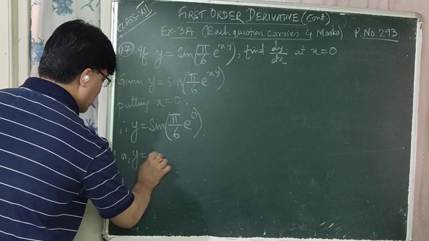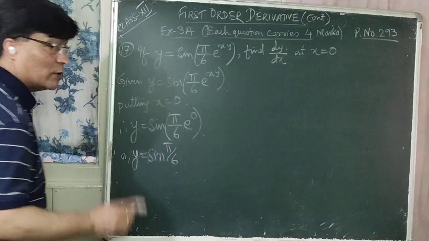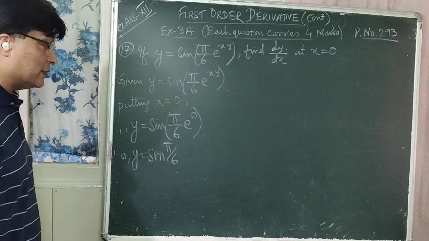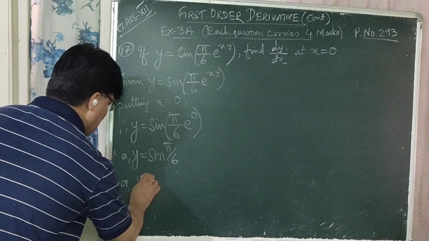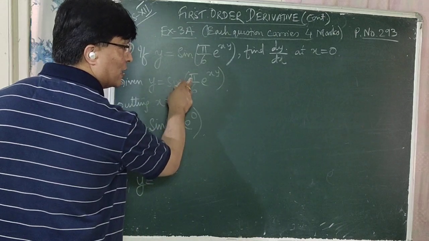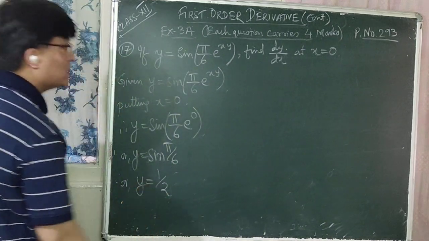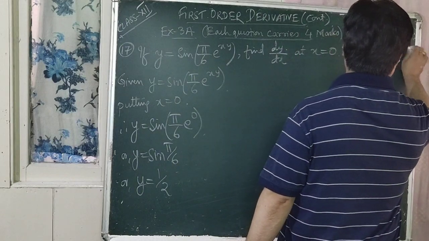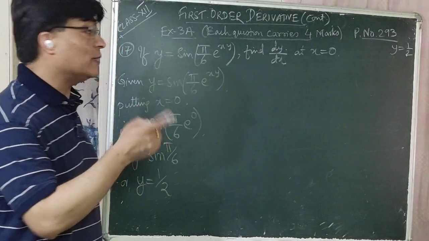Or y is equal to sine pi by 6 only, because e to the power 0 is always 1. Something to the power 0 is defined as 1. So it is only pi by 6. So it is sine 30 degrees, isn't it? Sine pi by 6 means 180 by 6, that is 30 degree. What is the value for sine 30 degree? It is always half. That means y is equal to half. So now we have to take x is equal to 0 and y is equal to half.